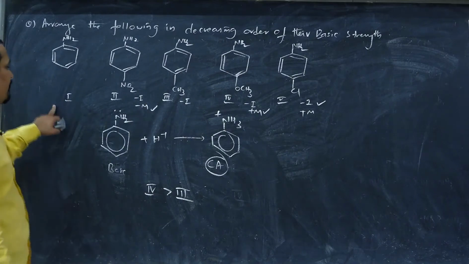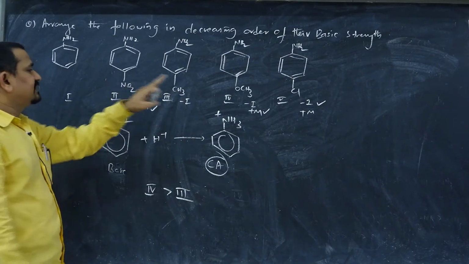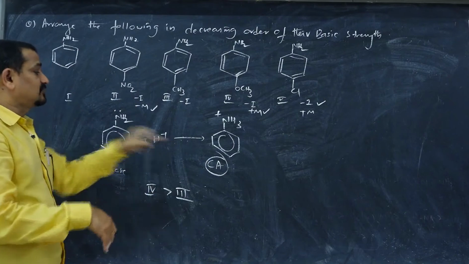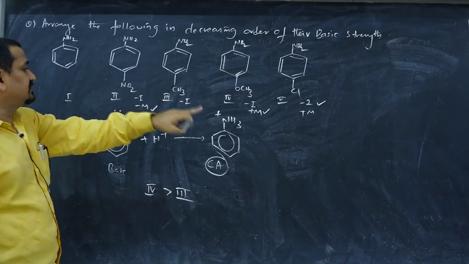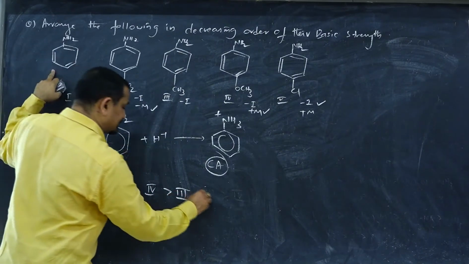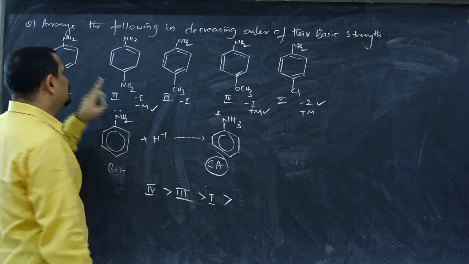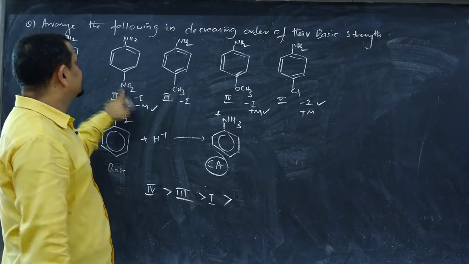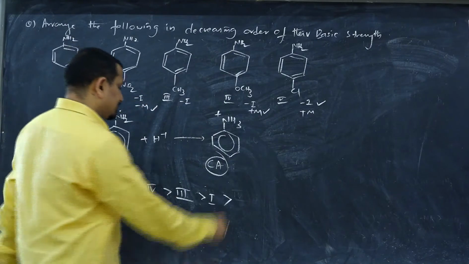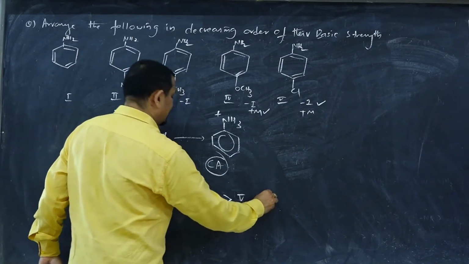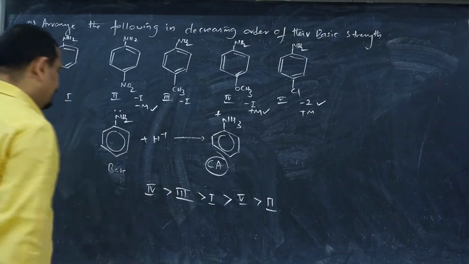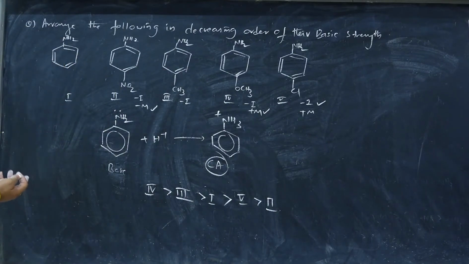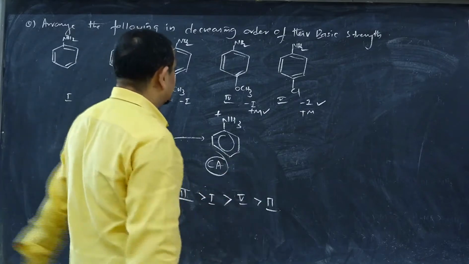Now, among 1, 2 and 5, these are withdrawing groups which destabilize the conjugate. So, definitely among 1, 3 and 5, 1 is relatively more basic. Then among 2 and 5, this is more minus I, more destabilizing than that. So, 5 greater than 2. So 4 is more basic than 3, than 1, than 5, than 2. So 4, 3, 1, 5, 2, right. So this is the correct sequence.